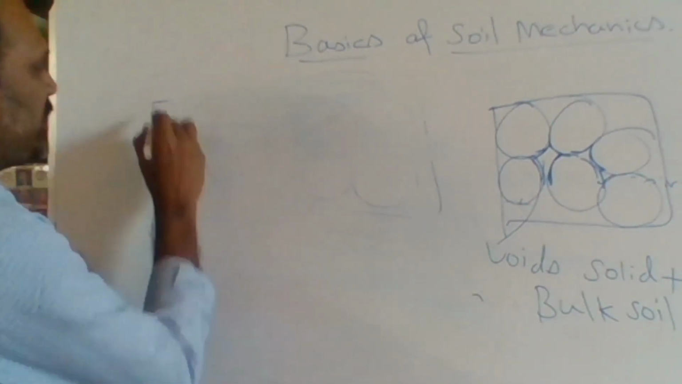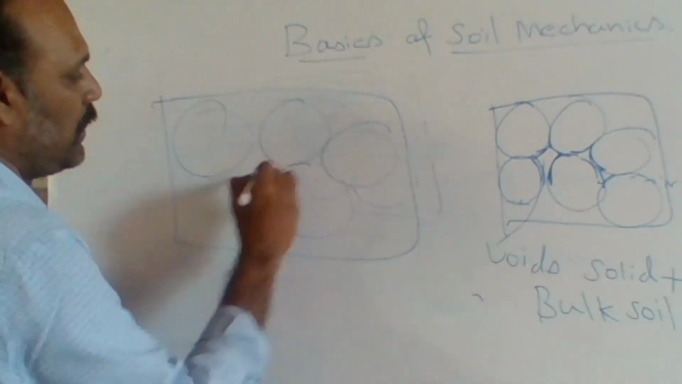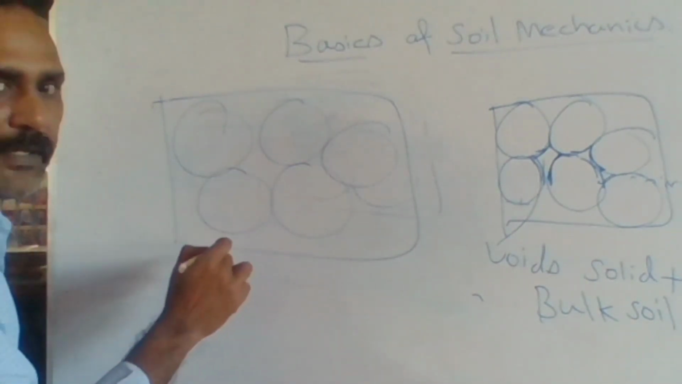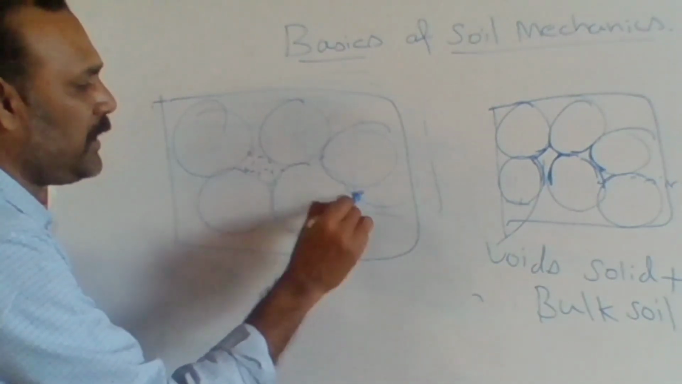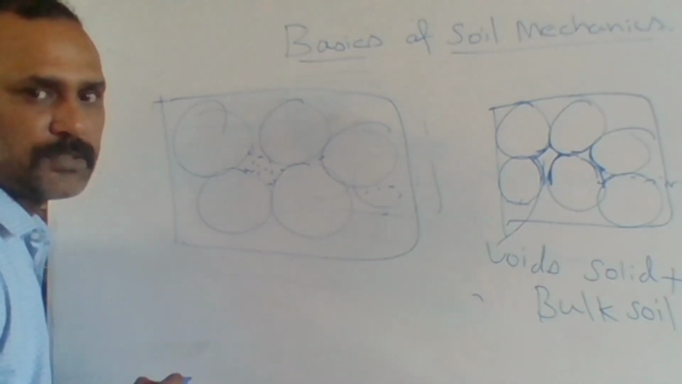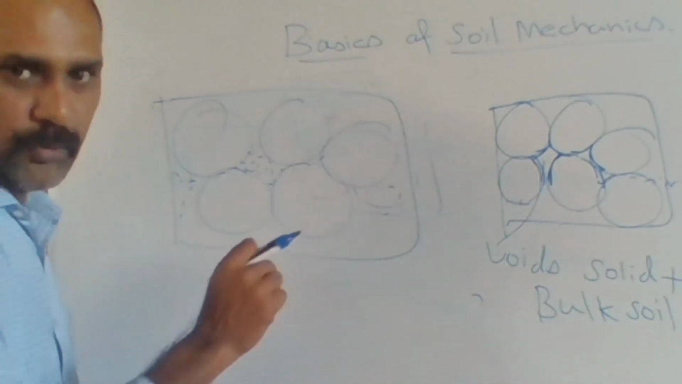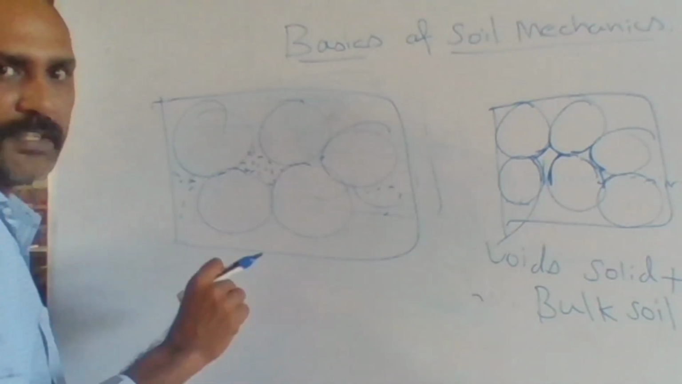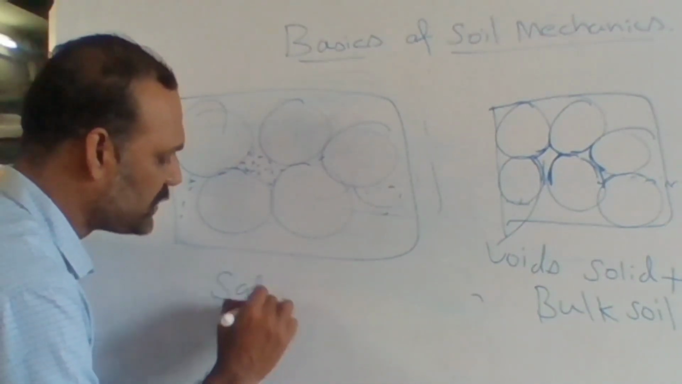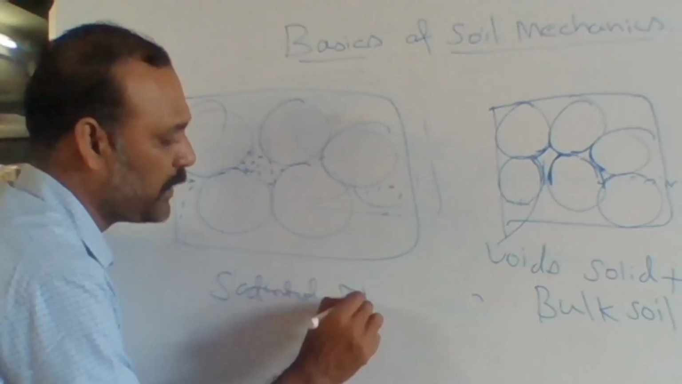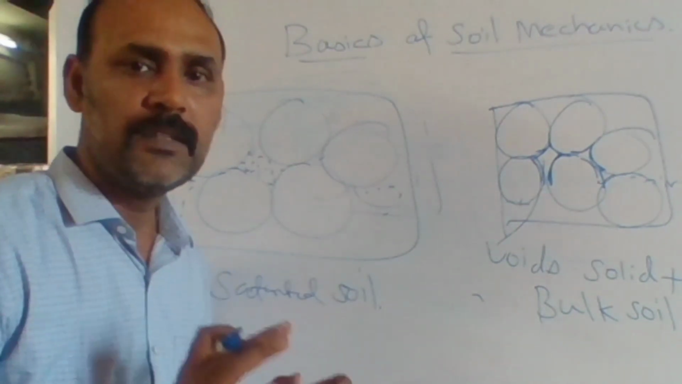Saturated soil. The same grains are there, and the voids are completely filled with water. In such a case there are no air voids. All the voids are filled with water, and this type of soil we call saturated soil. These are the three main types of soils.